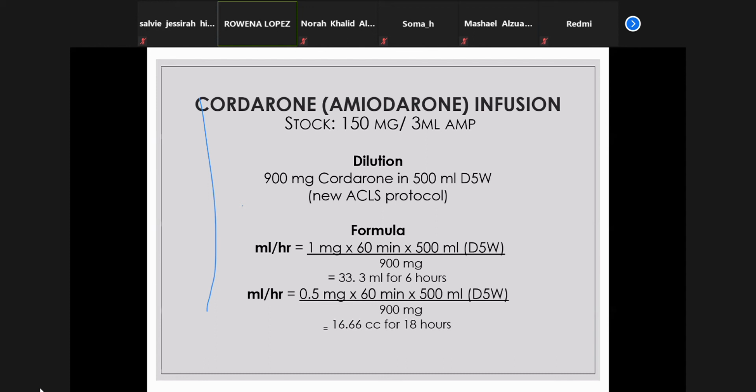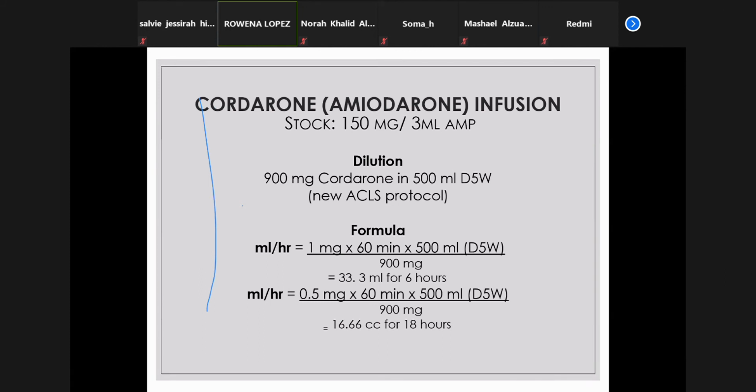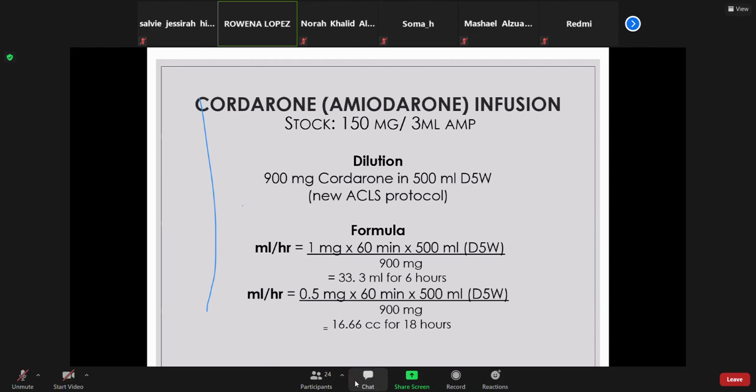And for the next 18 hours, because it should be administered for at least 24 hours, 0.5 milligrams times 60 and multiplied by 500 and divided by 900 milligrams. So it will be 16.66 ml for 18 hours. So you will have your 24 hours administration of your amiodarone. And as we have discussed previously with the ACLS algorithm, the maximum cumulative dose of amiodarone within 24 hours is 2.2 grams, okay? No more, no less.